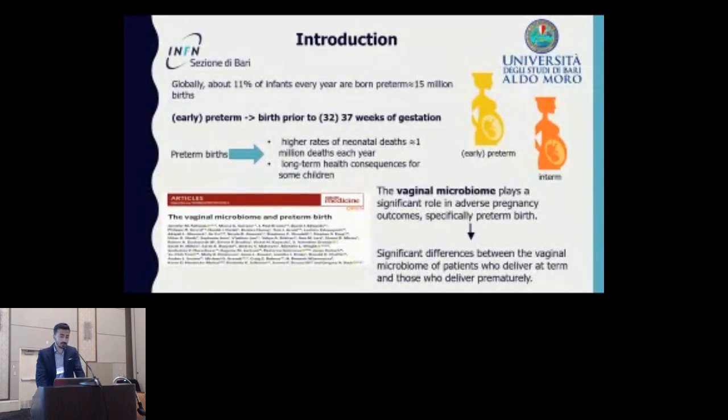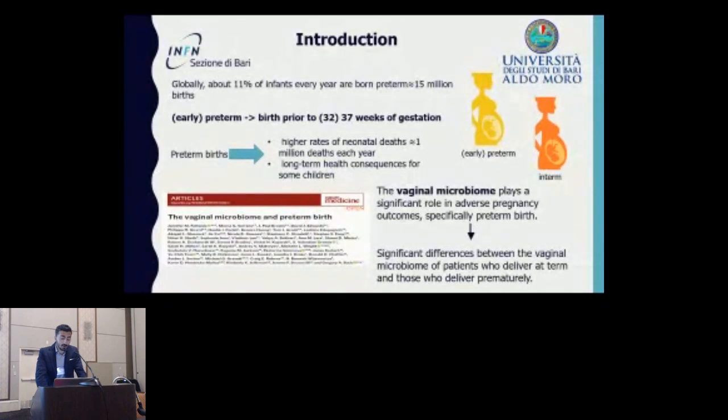Increasing studies show that the vaginal microbiome plays a significant role in adverse pregnancy outcomes, such as preterm birth, and there are significant differences between the vaginal microbiome of patients who deliver at term and those who deliver prematurely.